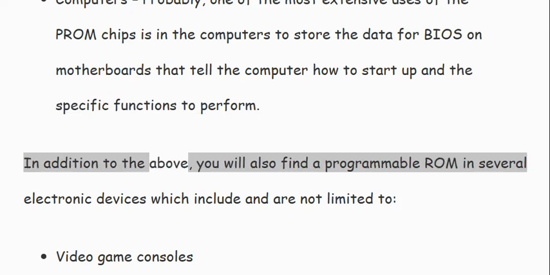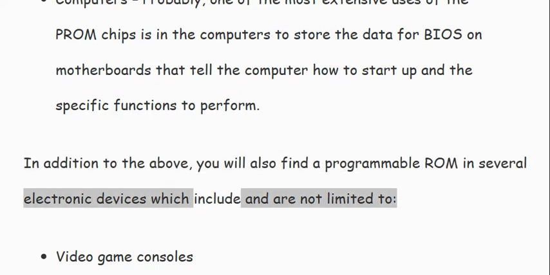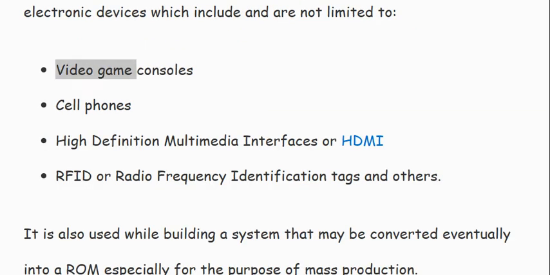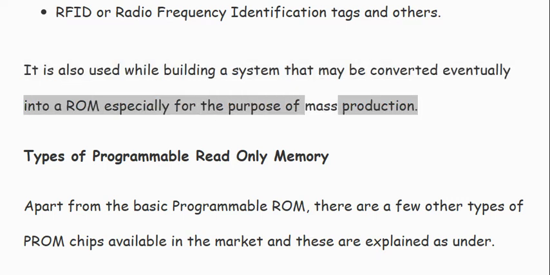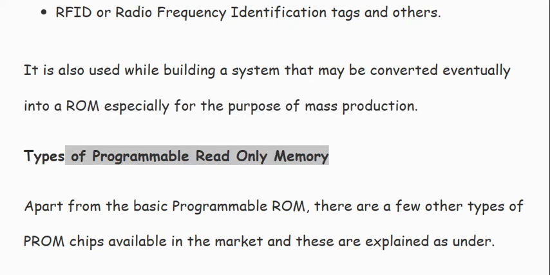In addition to the above, you will also find a programmable ROM in several electronic devices which include, and are not limited to, video game consoles, cell phones, high-definition multimedia interfaces or HDMI, RFID or radio frequency identification tags and others. It is also used while building a system that may be converted eventually into a ROM, especially for the purpose of mass production.